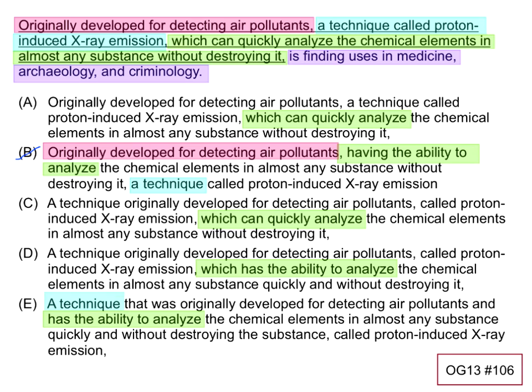So we've got a technique. Sorry, and actually, hold on a second. They changed it. So we've got a technique, and then we've got that, which originally developed for detecting air pollutants, and has, I'm going to circle these. These are the two that are parallel. Has the ability to analyze the chemical elements in almost any substance quickly and without destroying the substance. Called proton-induced X-ray emission is finding uses. So what's going on there? What can we tackle there? Is there anything we can attack?